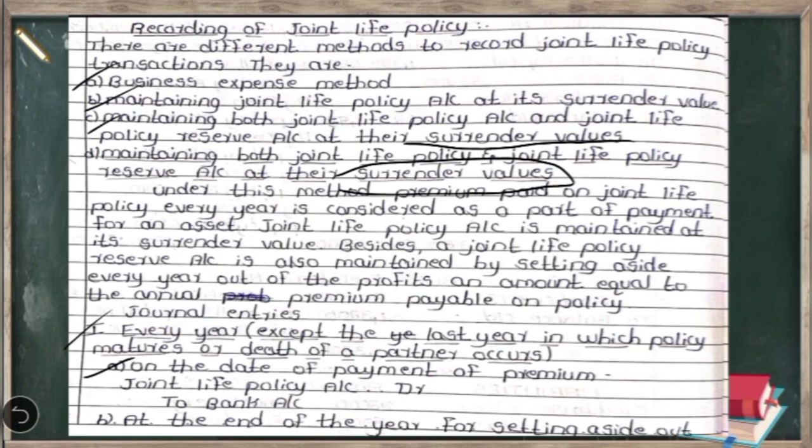Here the joint life policy account is debited because it is treated as an asset. Okay, we are going to debit that joint life policy account to bank account. You are making the annual premium payment, so you have to credit the bank account.